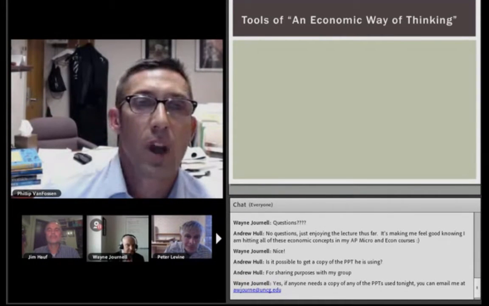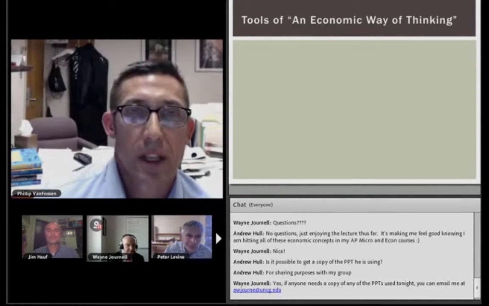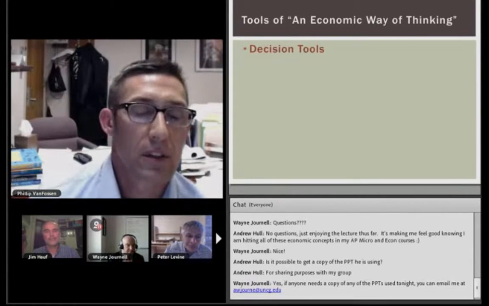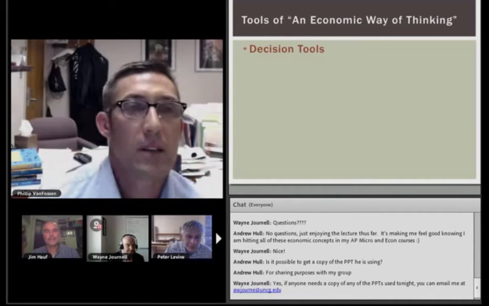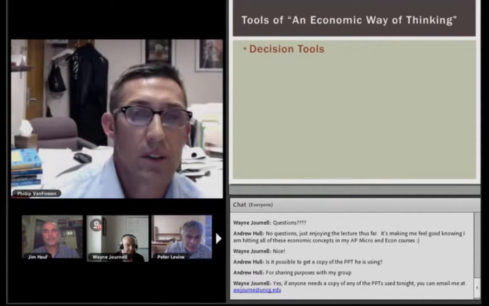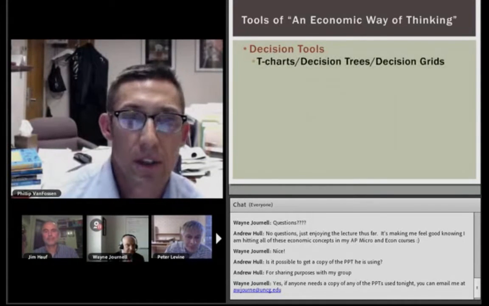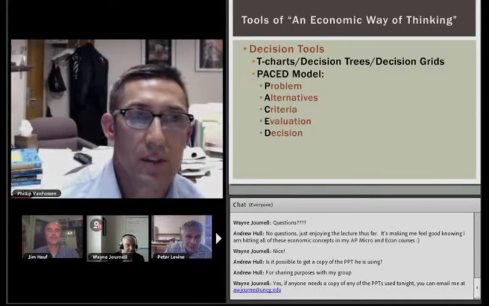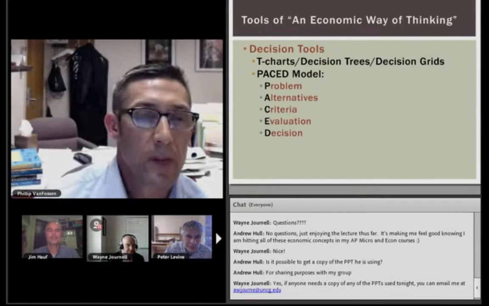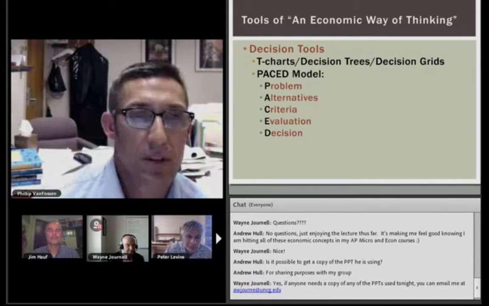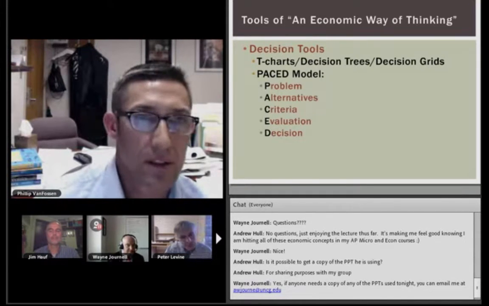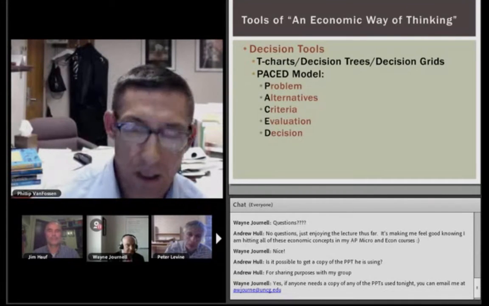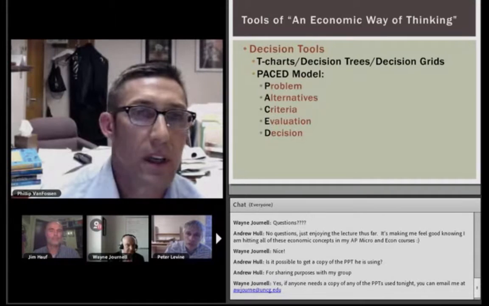So, okay. What about tools of an economic way of thinking then? What is it about economic analysis that can help in terms of the inquiry arc and in terms of that economic way of thinking? Obviously, decision tools are important. In economics, decision trees, decision grids, the so-called PACED model is very commonly used. I tell my students that this PACED acronym is a way of visualizing the economic decision-making process, the process of analyzing decisions, weighing costs and benefits, and evaluating those and making decisions.